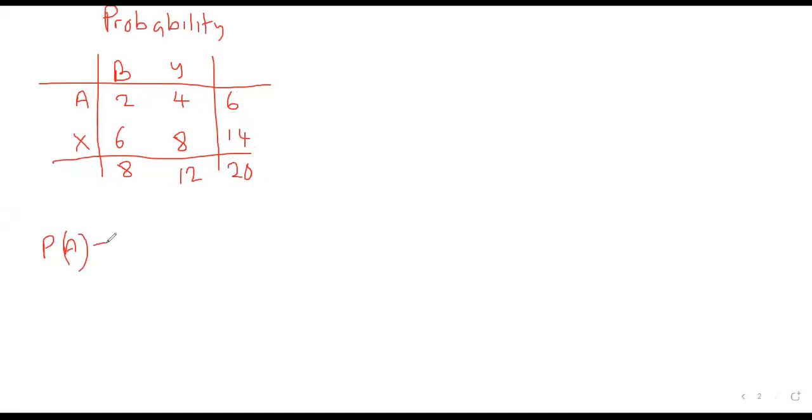The probability of A is how many elements we have for A over the total of totals. So what is the total for A? 6. 6 out of what? The total events, 20. So this is 0.3.